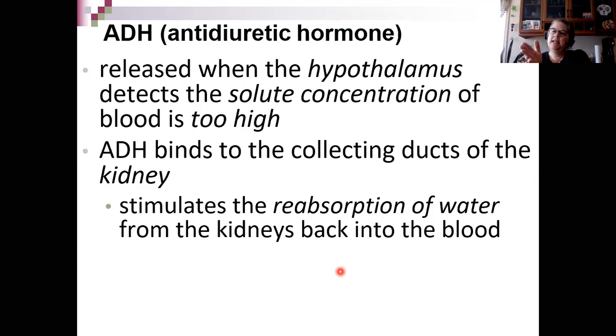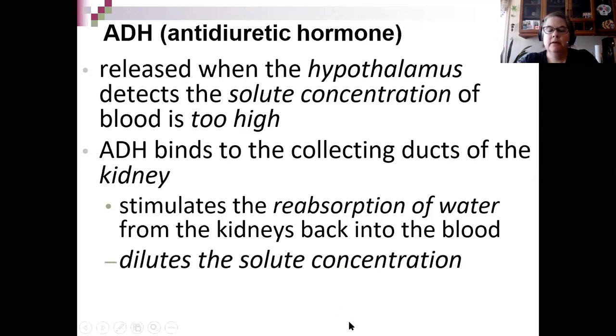So when we have high ADH, that water goes back to the blood. If we have low ADH, that water goes to the urine side. So where that water goes is very dependent on ADH in our body. Okay? So the water goes back to our blood, so the solute that was in our blood is getting diluted. So now it's less concentrated. We've increased the water concentration in our blood and we've decreased the solute concentration in our blood.